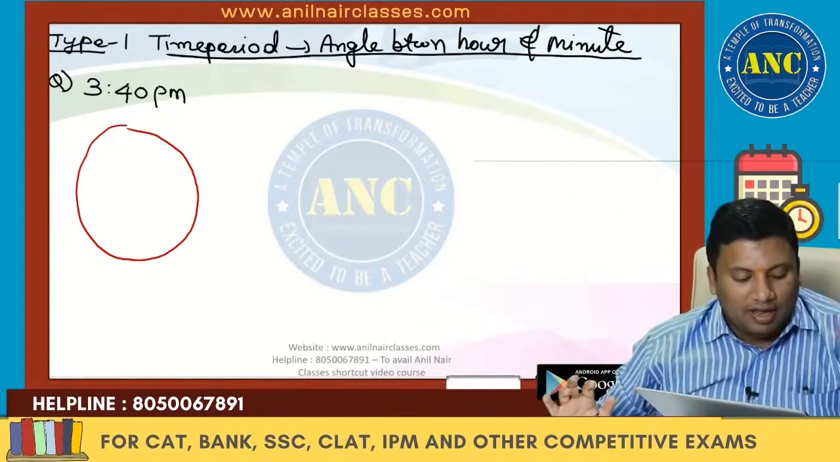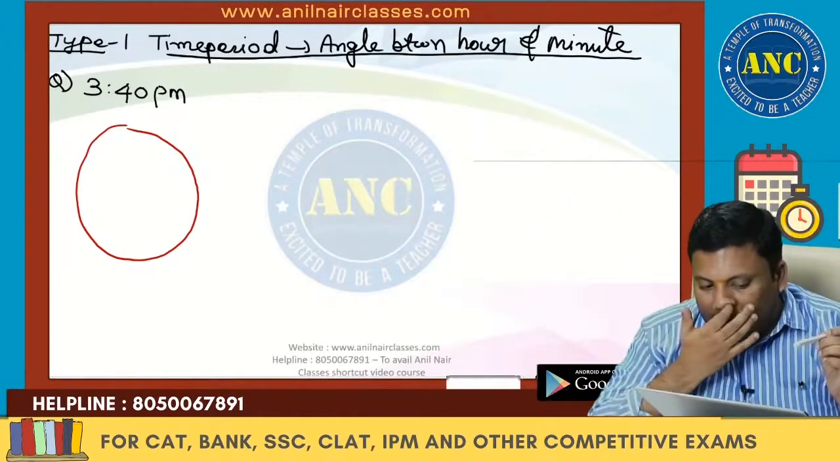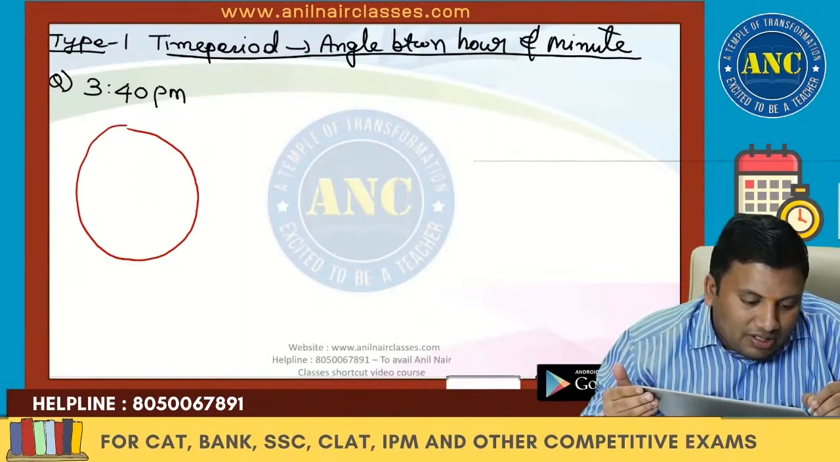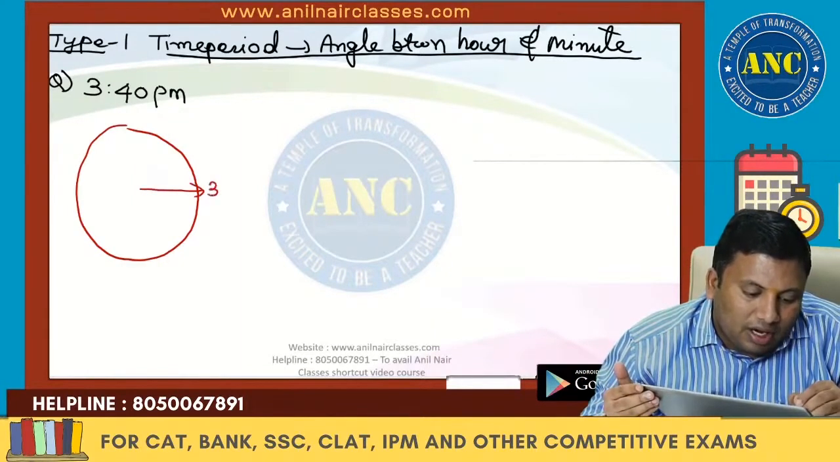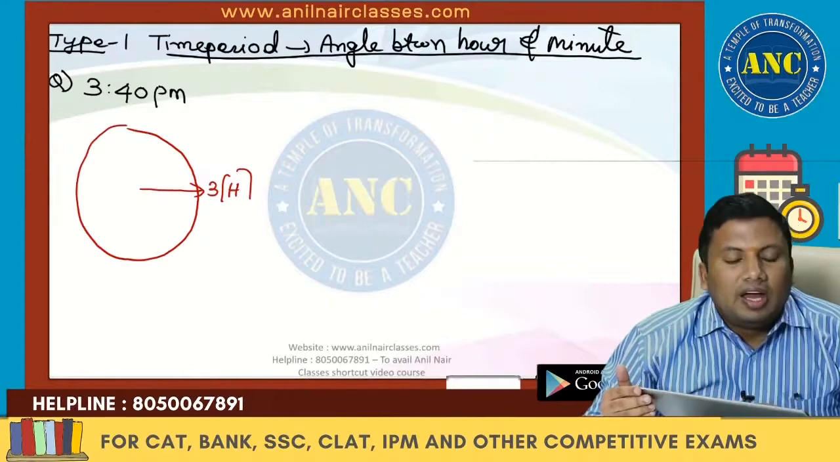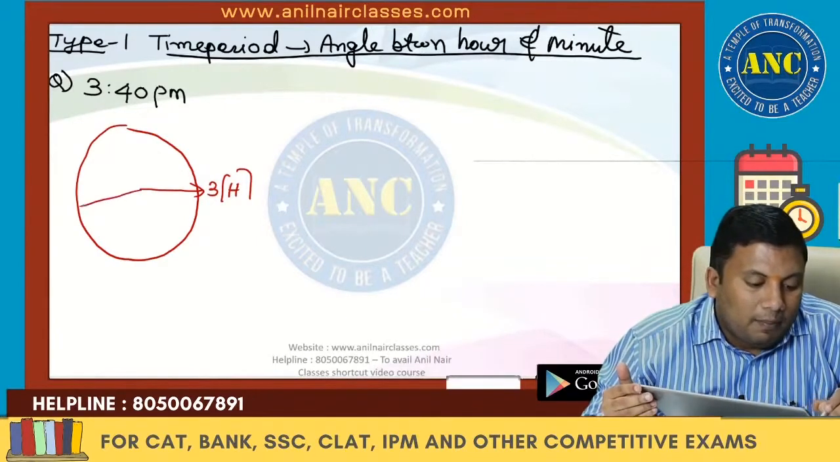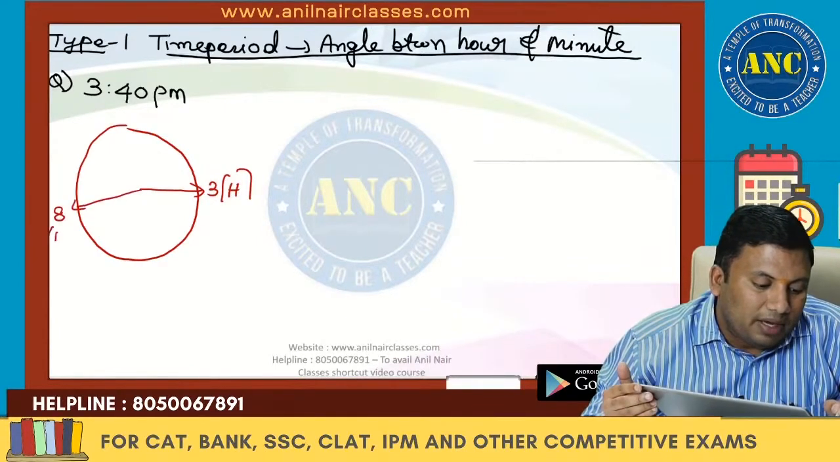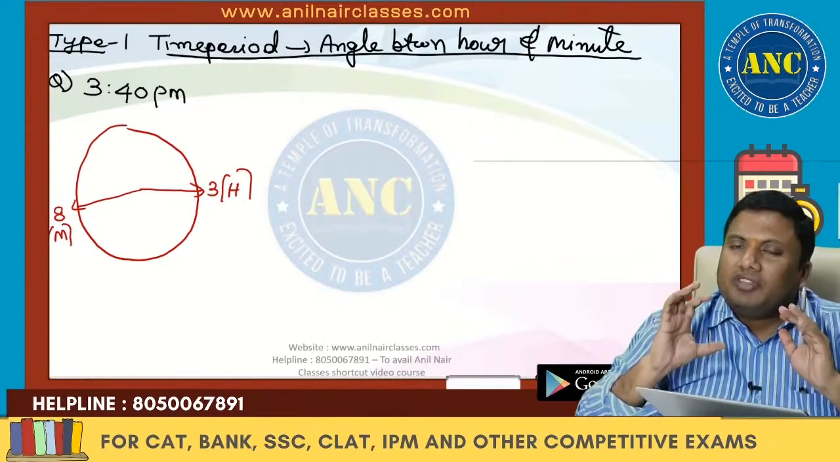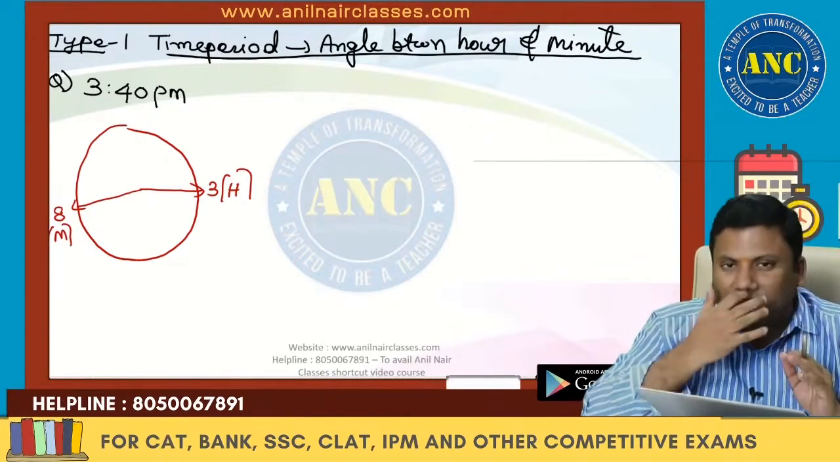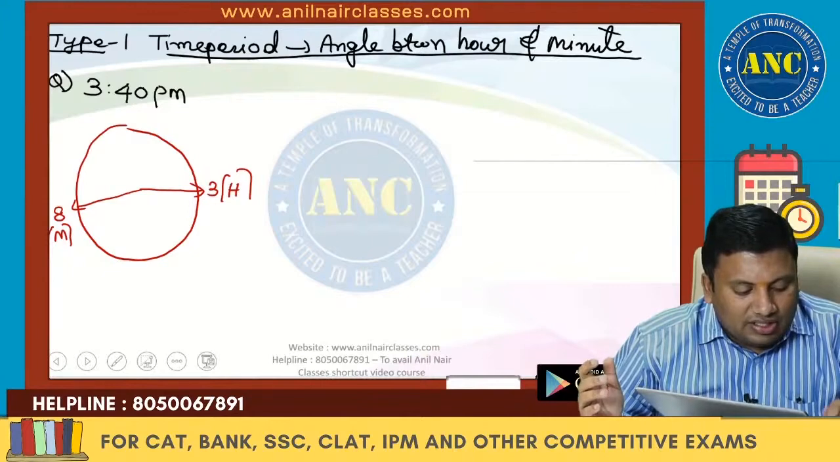Step number 1. Forget about any formula. 3:40 p.m. First the hour hand is at 3 o'clock. The minute hand is at 40 minutes, which is nothing but 8. This is not the exact time. Some changes need to be done. Those changes we will do.